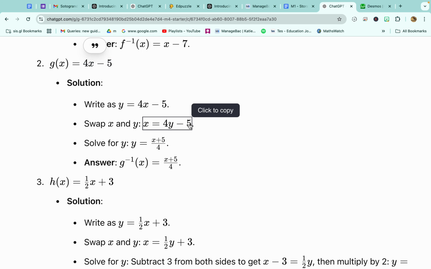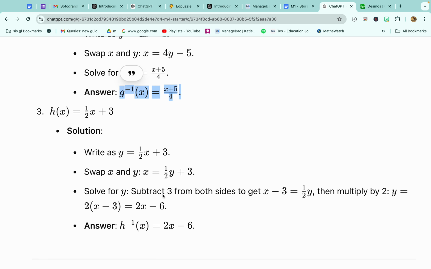First of all, we swap the x's and y's around. So we have x equals 4y minus 5. And then to solve this, we first of all plus 5 to get rid of the minus 5, and then we divide by 4. So this is our answer.